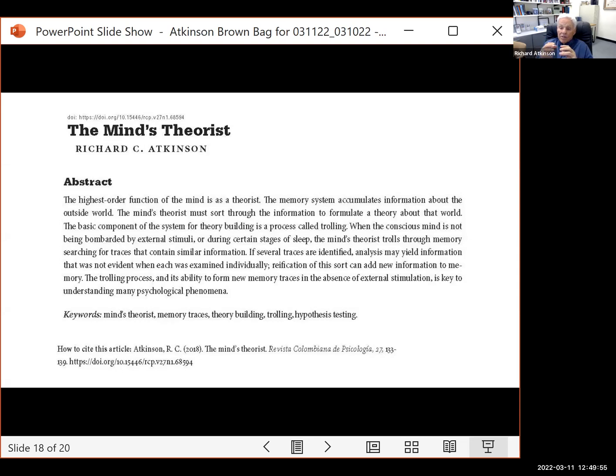in addition to melding event episodes together to form memory structures. Here I talk about the idea of the short-term memory system trolling through long-term memory to find items that look similar to items that are in the troll queue search. And let's see if I can read it. Here it is. The basic component of the system for theory building is a process called trolling, when the conscious mind is not being bombarded by external stimuli or during certain stages of sleep. The mind's theorist trolls through memory, searching for traces that contain similar information. If several traces are identified, analysis may yield information that was not yet evident when each was examined individually. Reification of this sort can add new information to memory.